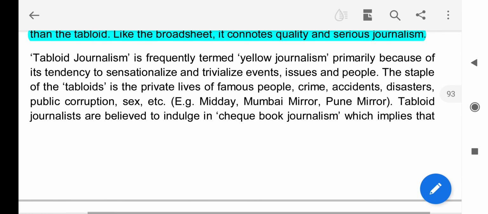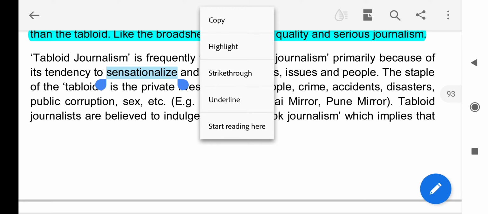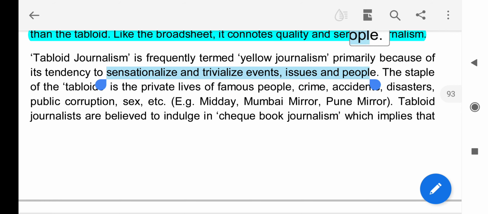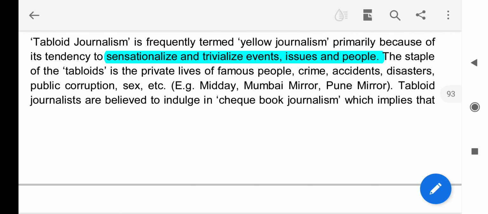Tabloid journalism is often termed yellow journalism. Now, what is yellow journalism? Yellow journalism refers to a kind of journalism that sensationalizes news unnecessarily to grab our attention and make it popular. Tabloid journalism, sometimes termed yellow journalism, primarily because of its tendency to sensationalize accident, disaster, public corruption, etc.